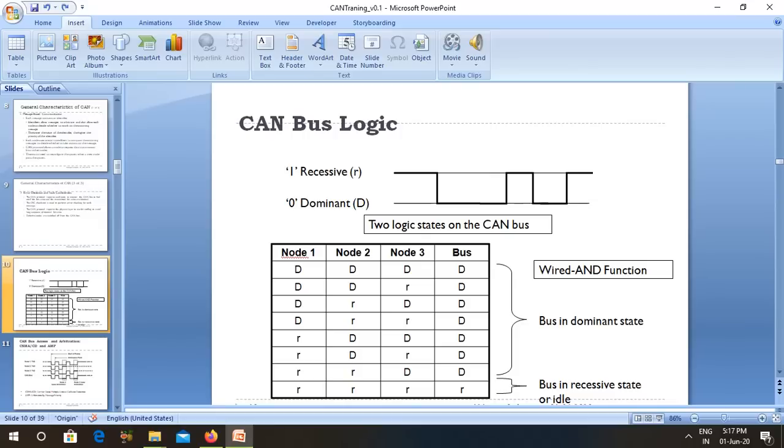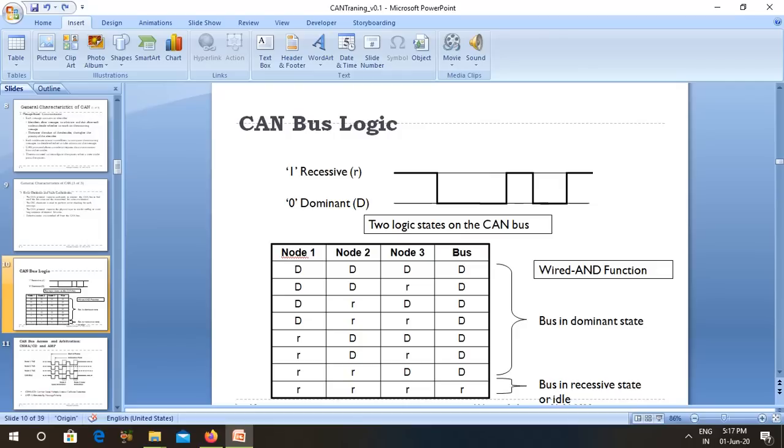Here in this picture we have 3 nodes: node 1, node 2, node 3. The table is marked with D and R. D means dominant, that means 0. R means recessive, that means 1. So when there is a high, it is called recessive. When there is a 0, it is called dominant. So when we AND 3 dominant, the result will be dominant.